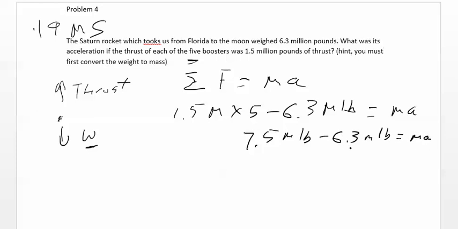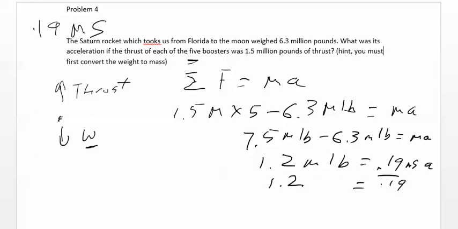7.5 minus 6.3 is 1.2 million pounds, equals 0.19 megaslugs times our acceleration. Now I want that acceleration, so I'm just going to divide both sides by 0.19. 1.2 divided by 0.19 is going to equal my acceleration over here.